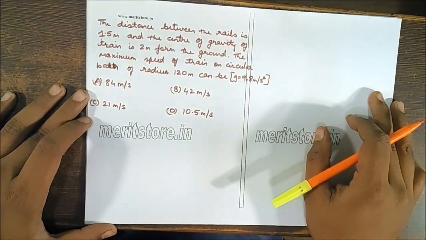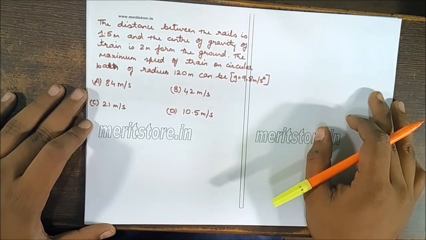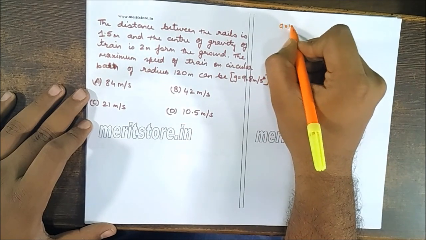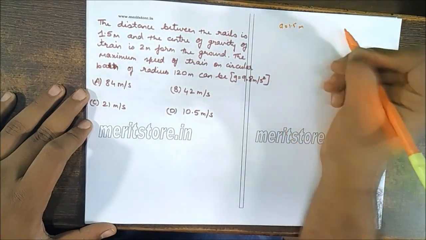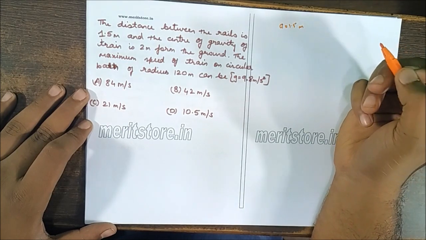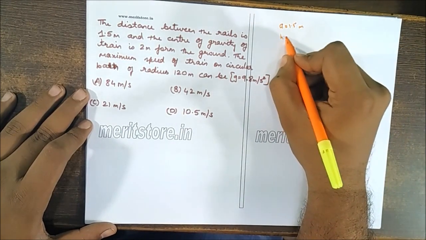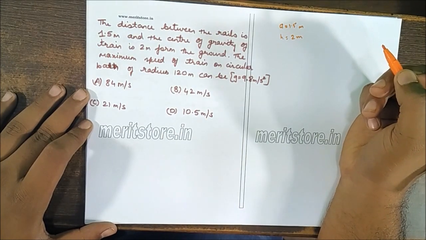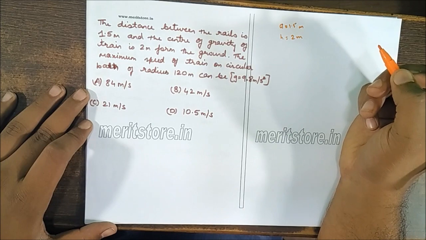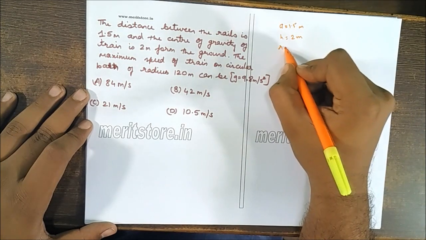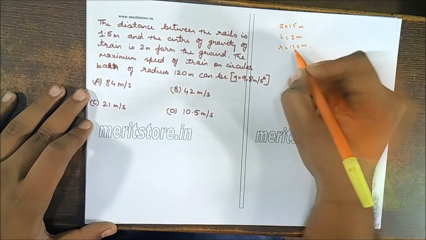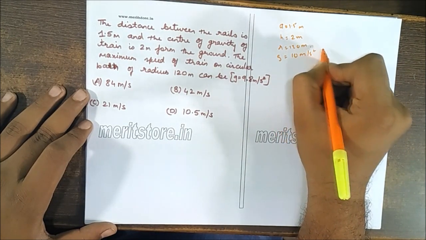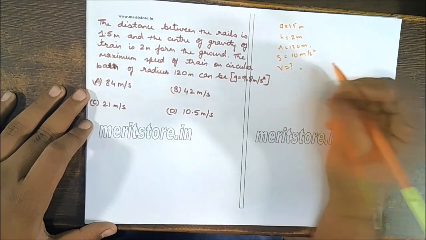Next question. The distance between the rails is 1.5 meter. I would say this as a is equal to 1.5 meters. And the center of gravity of the train is 2 meter from the ground. So h is 2 meter from the ground. So the maximum speed of the train on a circular path of radius 120 meters can be. So g is given as 9.8, we'll say 10 meter per second square, and v is being demanded.